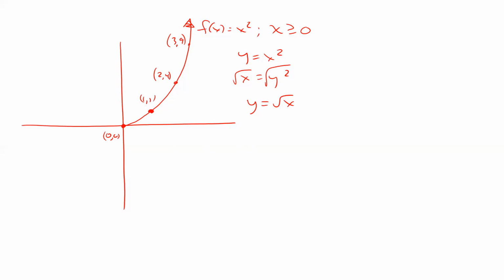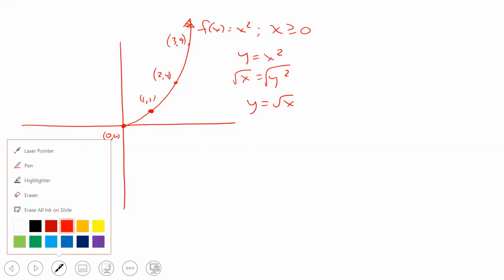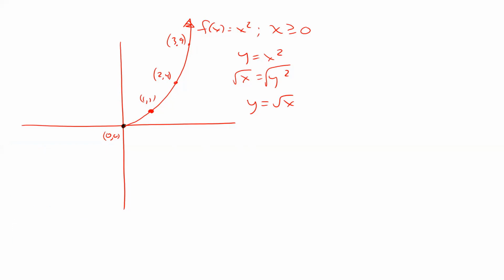So if I'm just switching x's and y's, 0, 0 still becomes 0, 0. In fact, let me switch pen color. 1, 1 still is 1, 1. 2, 4 now becomes about 4, 2, about right there. And then I can't even graph 9. 9, 3 will be all the way over here, so I'm not even going to graph it. But are we good there?